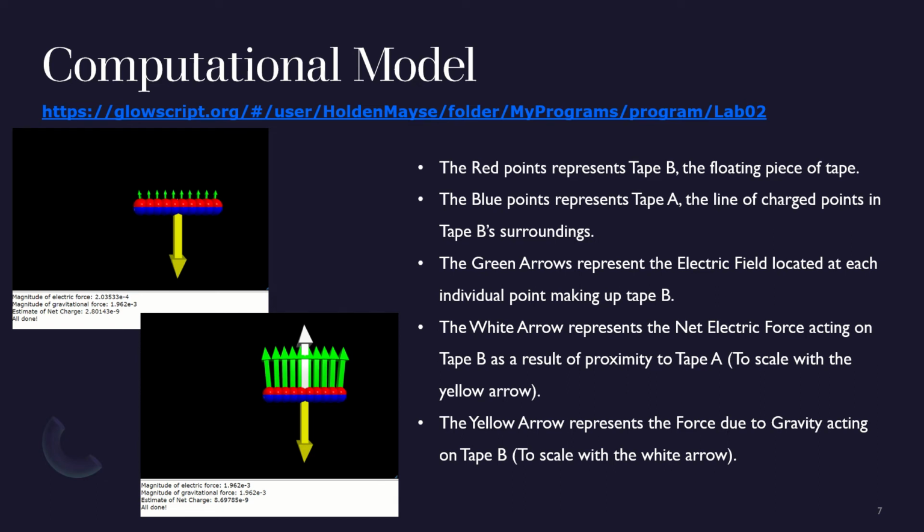The green arrows represent the electric field located at each individual point on tape B as a result of all 10 of tape A's points, calculated through superposition by summing the vectors that represent the electric fields caused by tape A. The white arrow represents the net electric force acting on tape B, sized proportionally to the yellow arrow, which represents the force due to gravity acting on tape B.